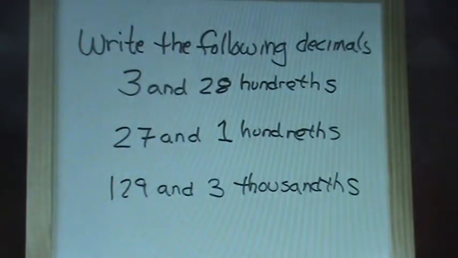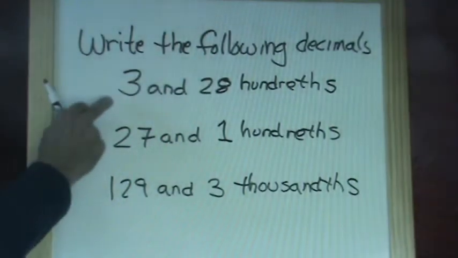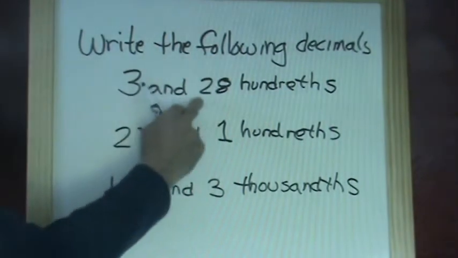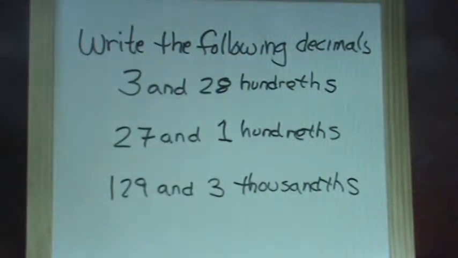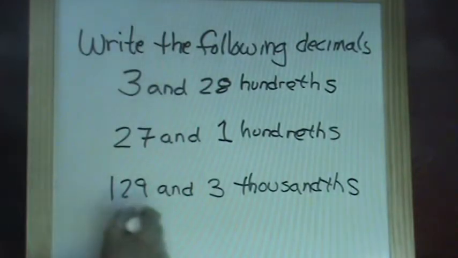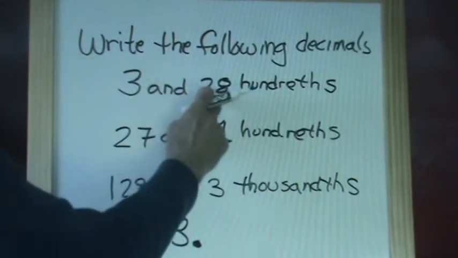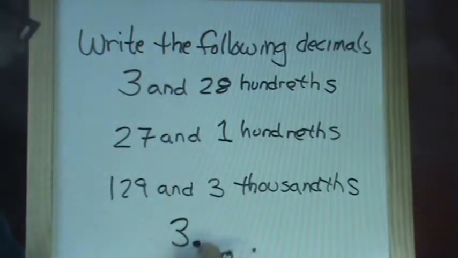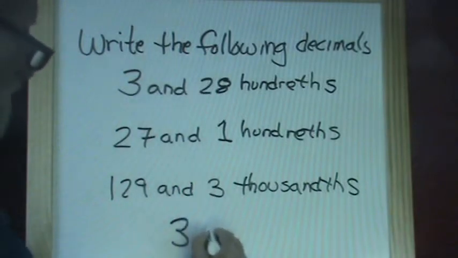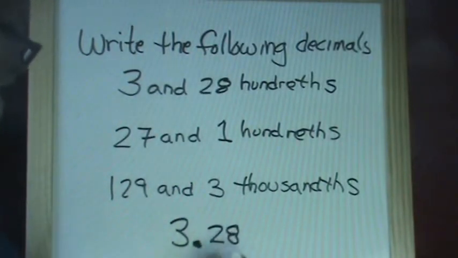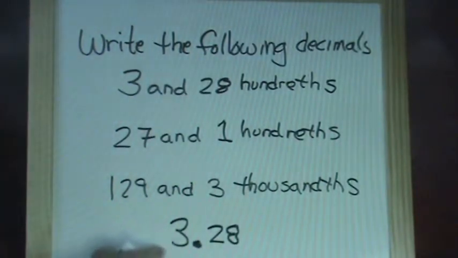Okay, let's take a look at how we did. Well, 3 and 28 hundredths. Well, this is a mixed decimal. So I have 3, and the decimal point is "and." Now I have 28 hundredths. Well, I know hundredths, we have tenths and hundredths, so 28, the 8 is in the hundredths place, so 3 and 28 hundredths.